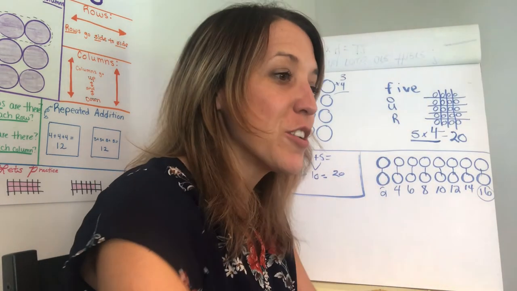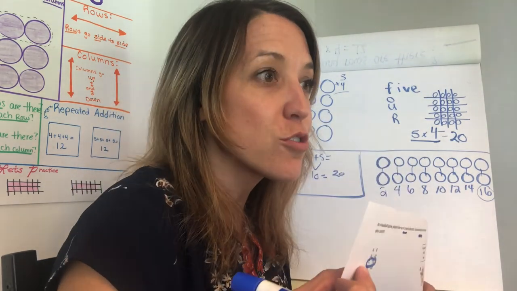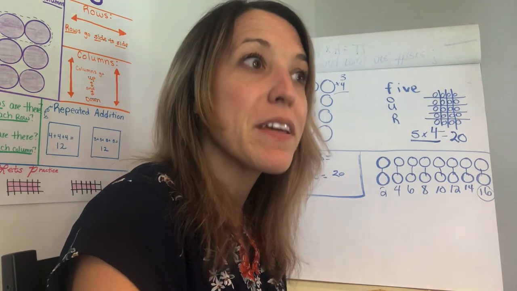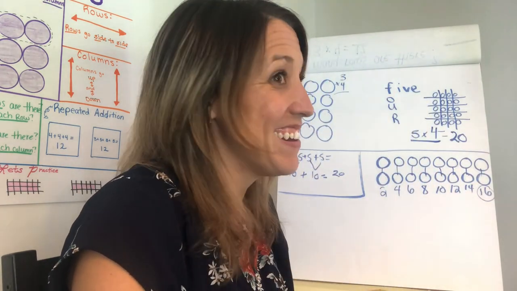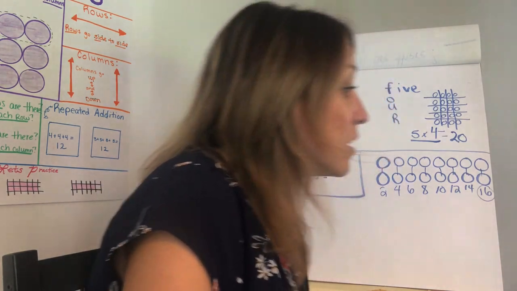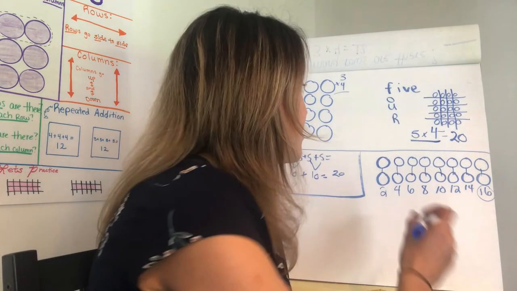All right, so on your paper now, you have your array drawn, good. You have circled your right answer, and we have finished practicing our skip counting by 2s. Okay, she wants to practice skip counting by 8s. All right, so she's going to say, okay.